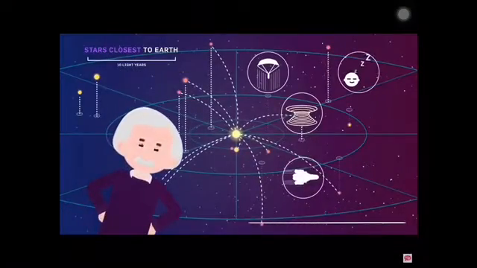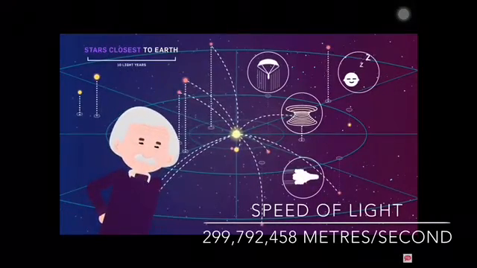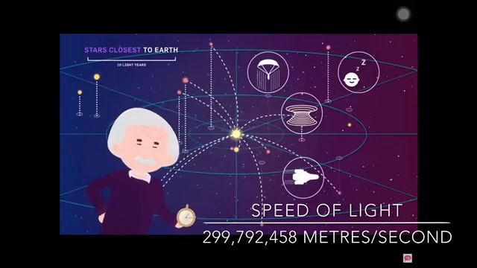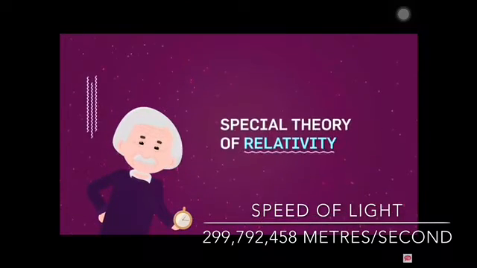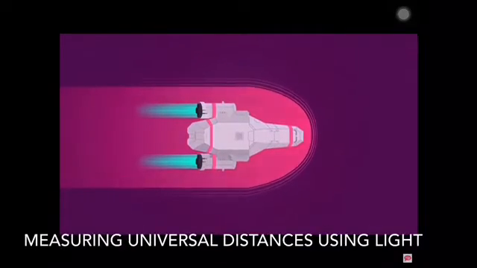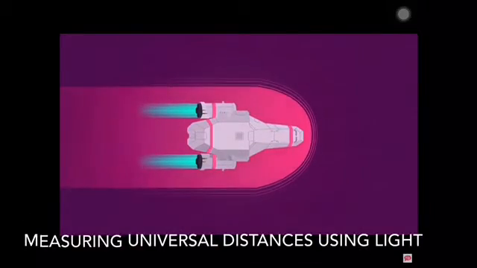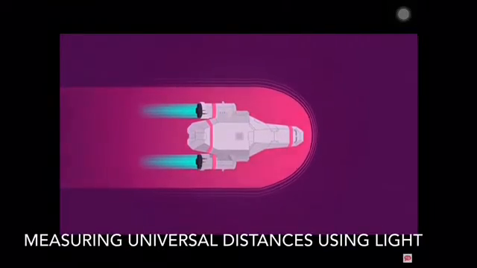The speed of light is 299,792,458 meters per second. According to Einstein's theory of relativity, nothing is faster than the speed of light. The distance for light to travel in 1 year is approximately 6 trillion miles. So if you were in a spaceship moving at 50,000 miles per hour, it would take you about 80,000 years to travel 1 light year.